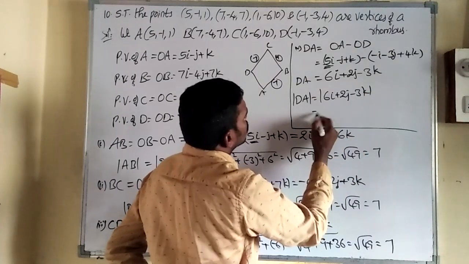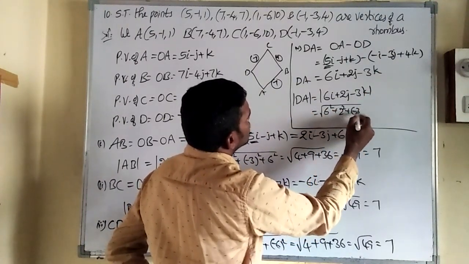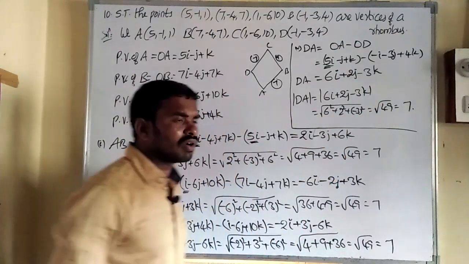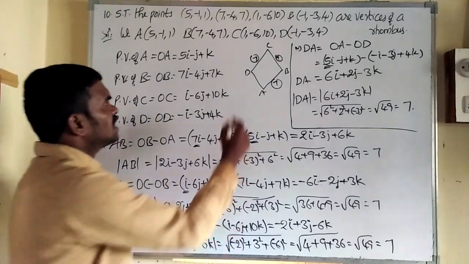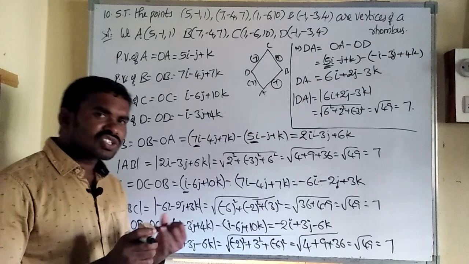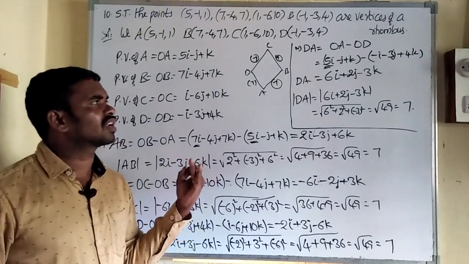minus 3k. So which is equal to root of 6 square plus 2 square plus minus 3 whole square, which is equal to root 49, which is equal to 7. Got it? All sides are equal, am I right? So all sides are equal. In a square, all sides are equal. In a rhombus also, all sides are equal.